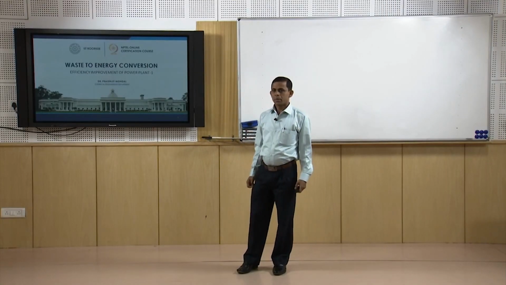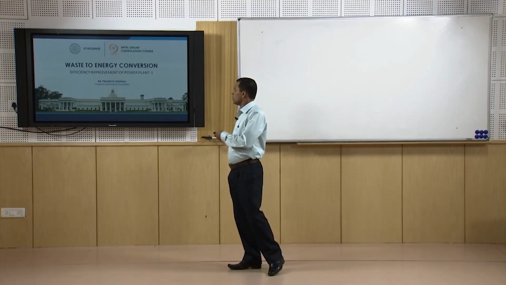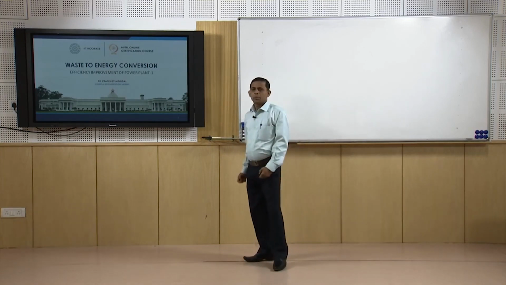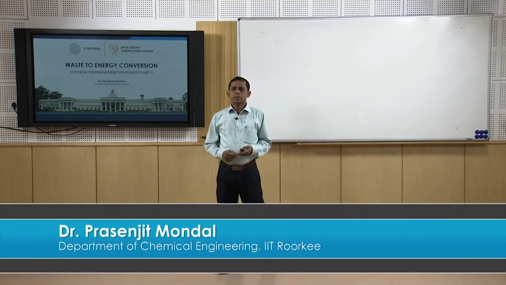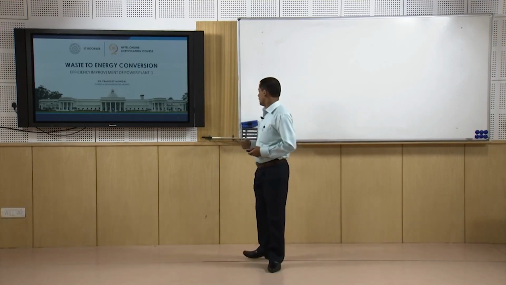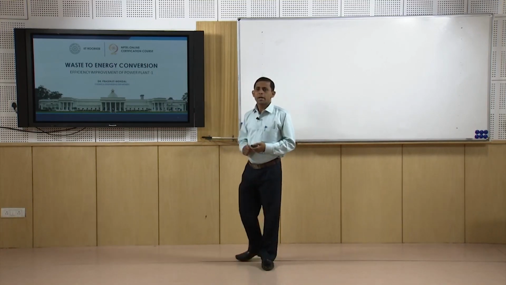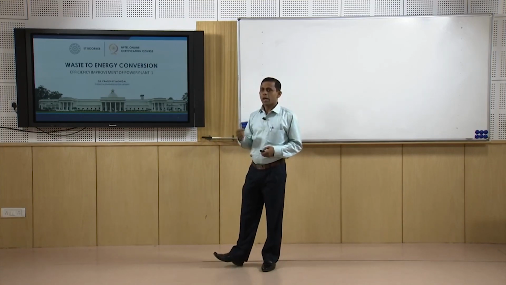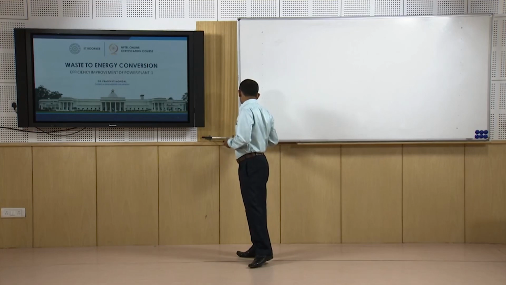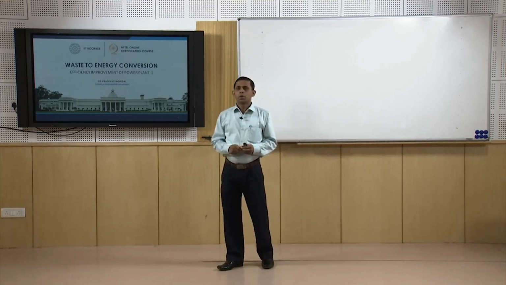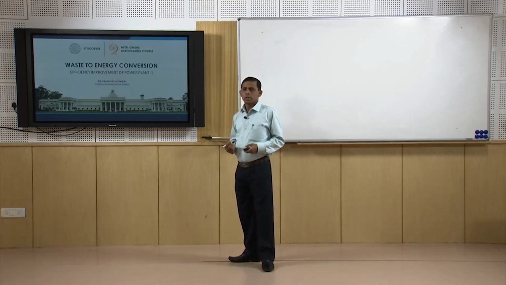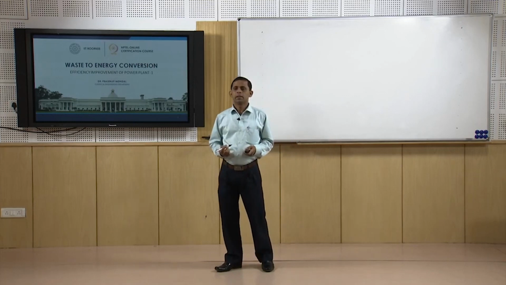Good morning everyone. Now we will start a new module, efficiency improvement of power plant. In a conventional power plant, carbonaceous feedstock is used for combustion, and the combusted gas, that is flue gas, is used for the production of steam. So, the high heat of the flue gas is used to convert water to steam, and that steam is further used for the production of electricity in a steam turbine.